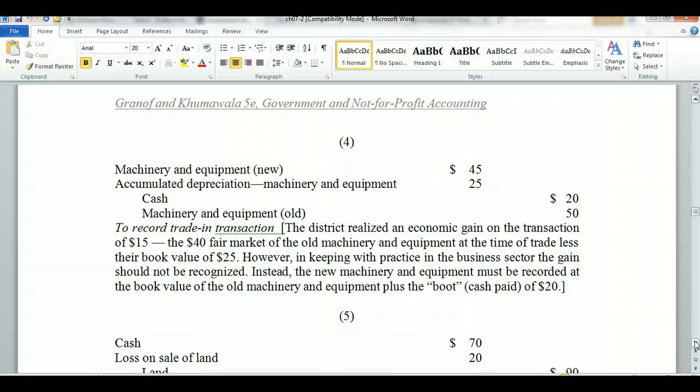Again, when you're dealing with trade-ins, you don't recognize a gain here. We just treat the new value as recorded at the book value of the old equipment plus any cash that was involved in the trade.